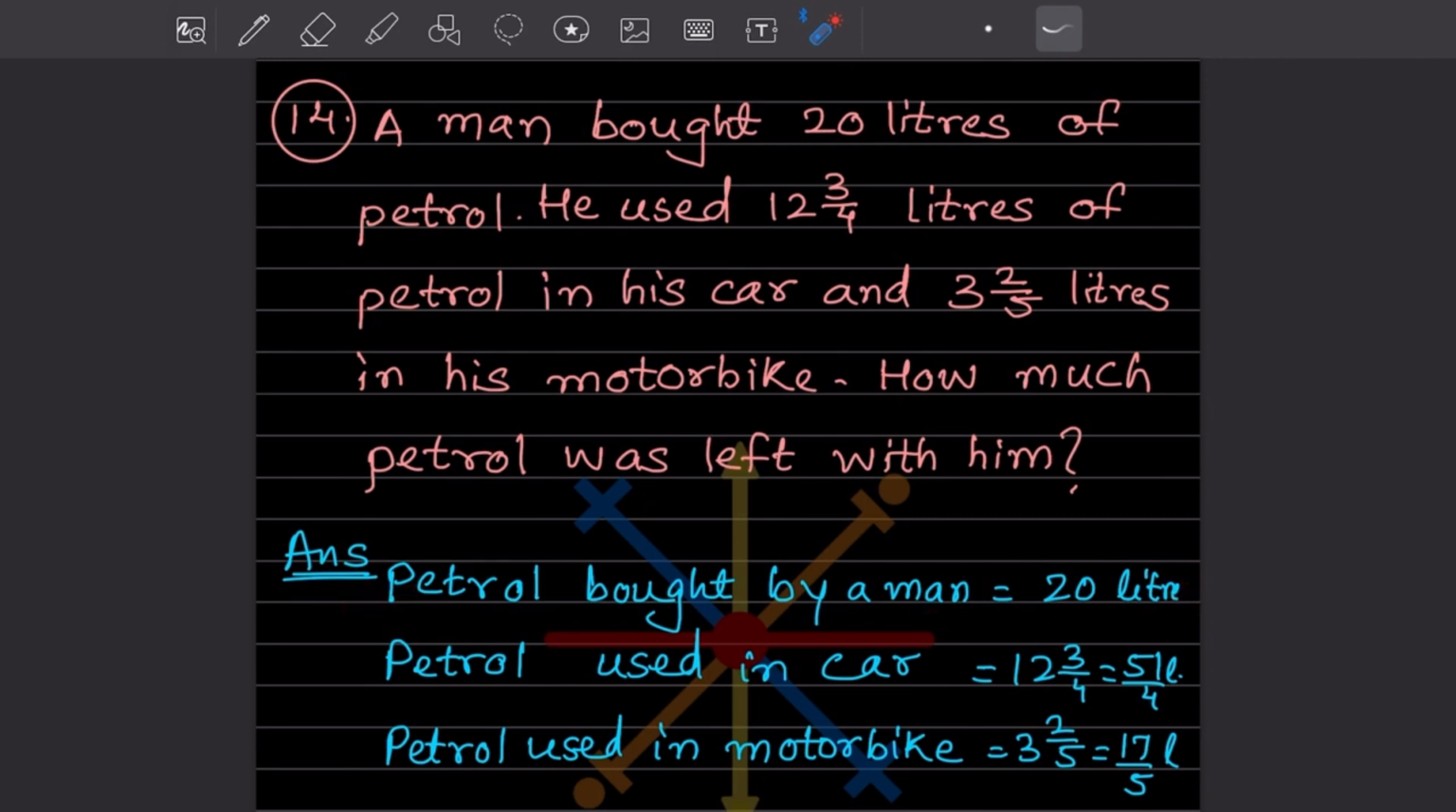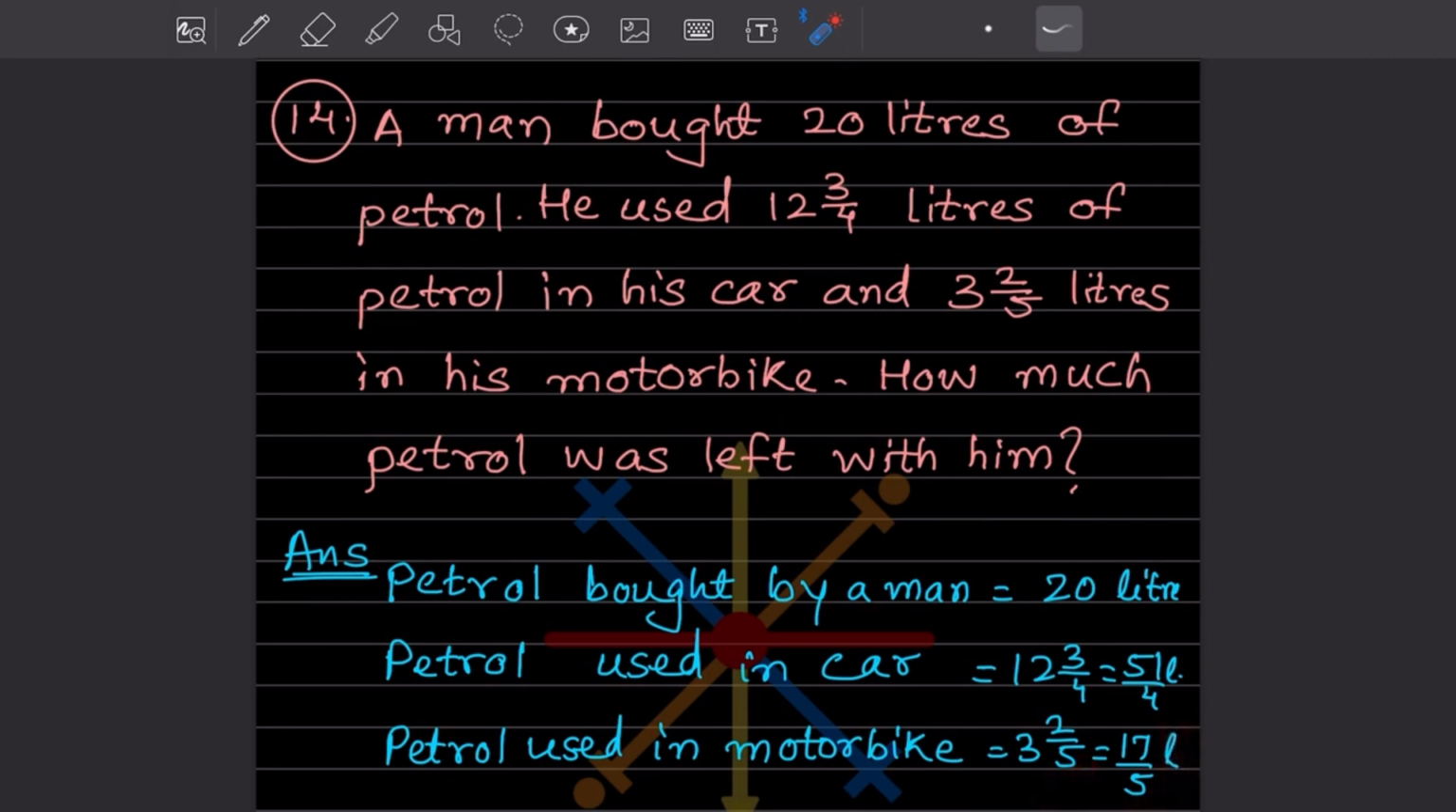Now, he used 12 integers 3 by 4 liters in his car. So petrol used in car is 12 integers 3 by 4. We will make this mixed fraction into an improper fraction. So 12 integers 3 by 4 is 48 plus 3, that is 51, and the denominator is 4, so 51 by 4 liters. L stands for liter. And then petrol used in his bike is how much? 3 2 by 5. Again you will make this improper, that is 17 by 5 liters.